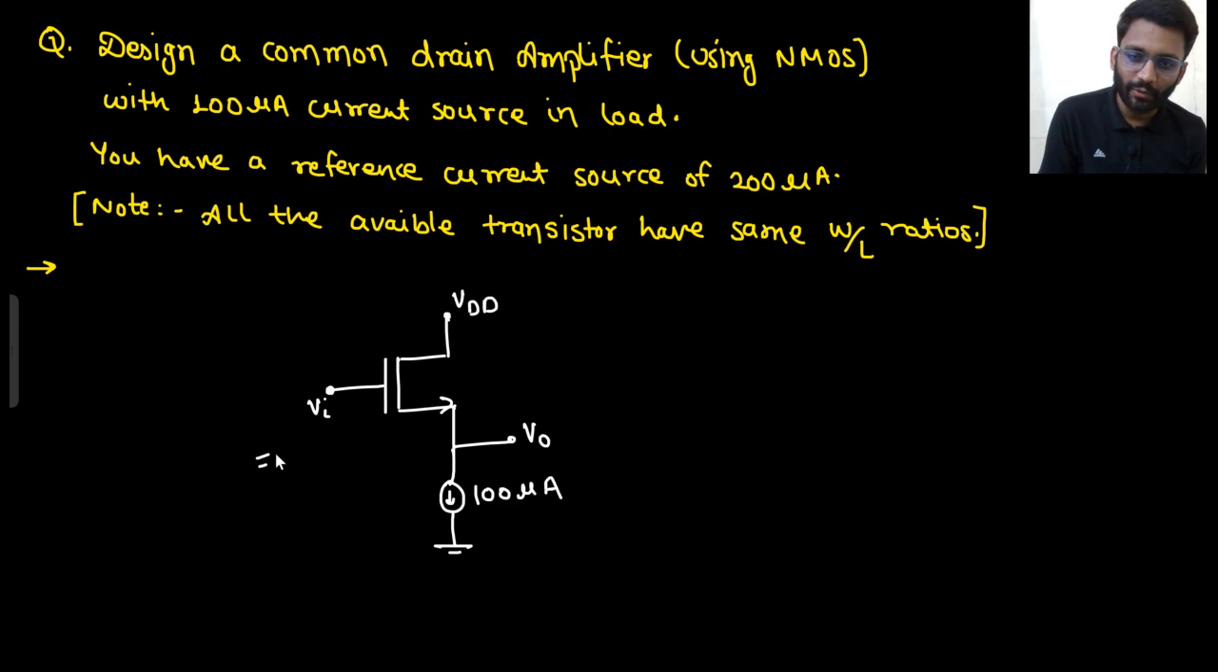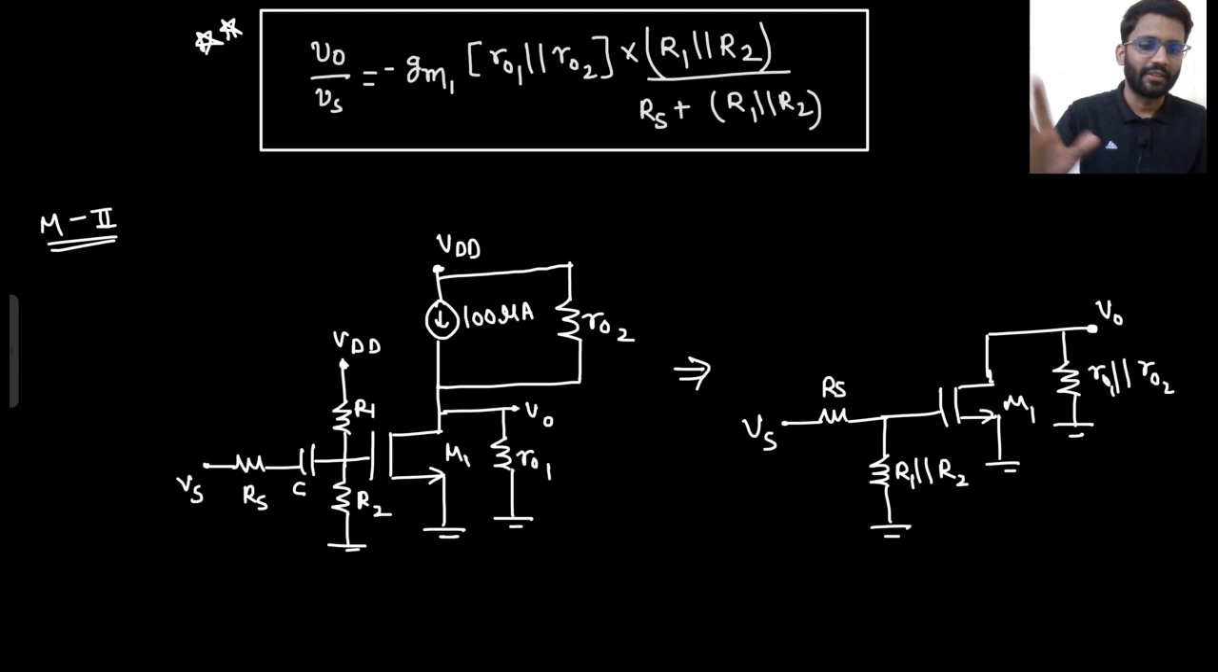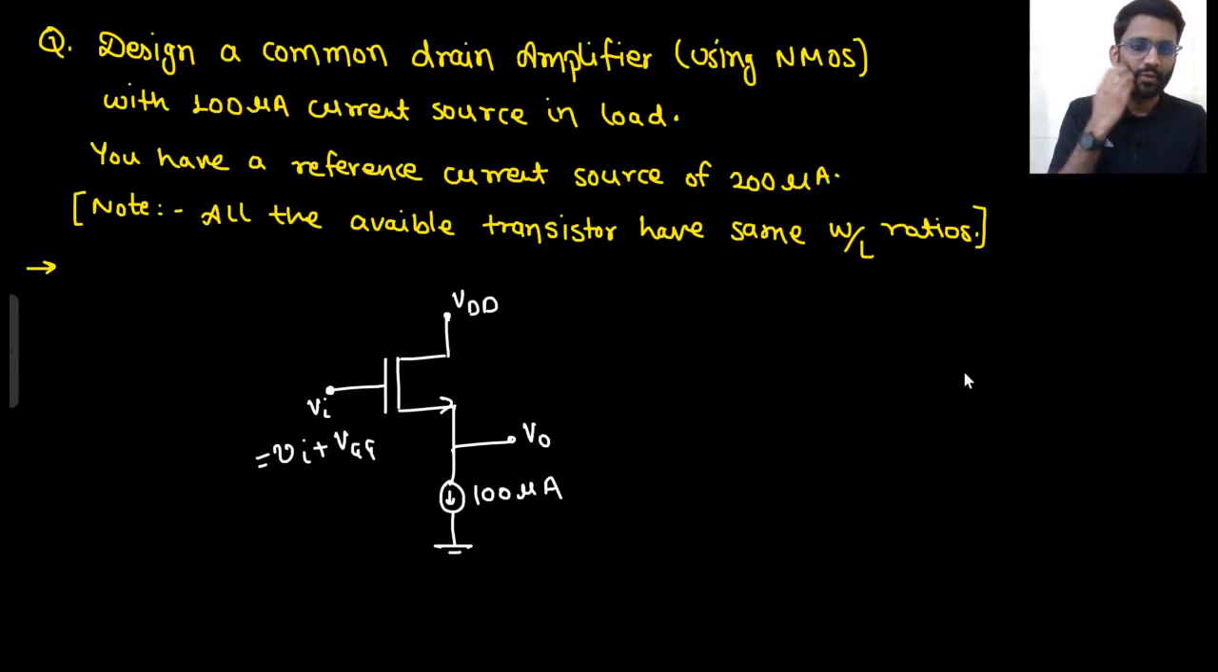So what would this Vin be? Let's first write it. It will be small signal Vin plus VGG. But they are not talking about supply and anything now. Earlier I talked about supply and everything, so here I have eradicated all those things. So now our task is to design a 100 microampere current source from a 200 microampere golden source, but the W by L ratio is the same. So what will you do?